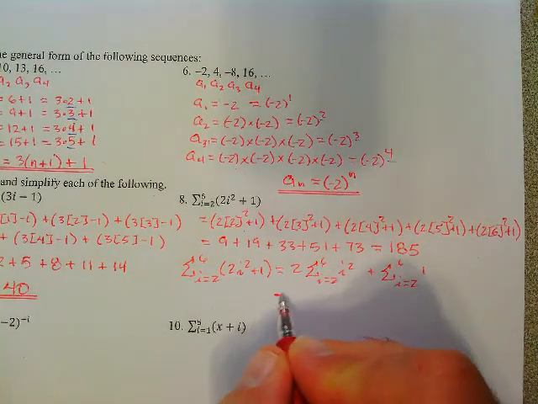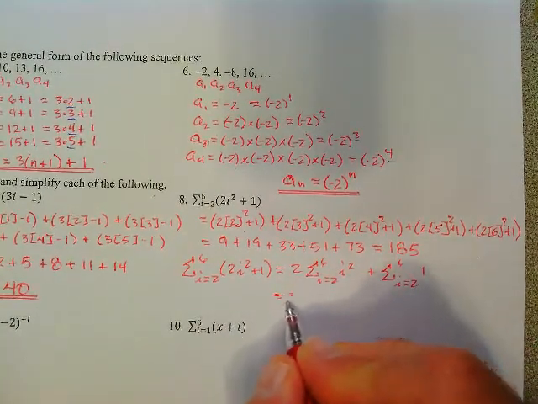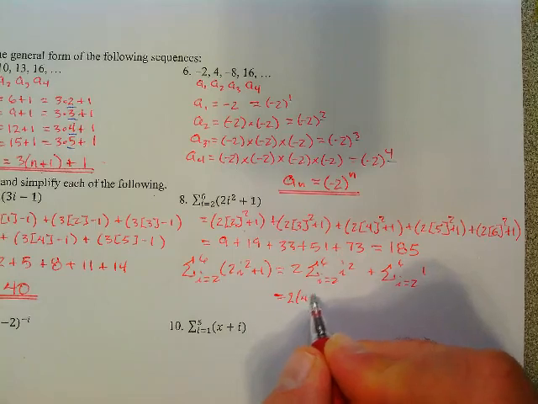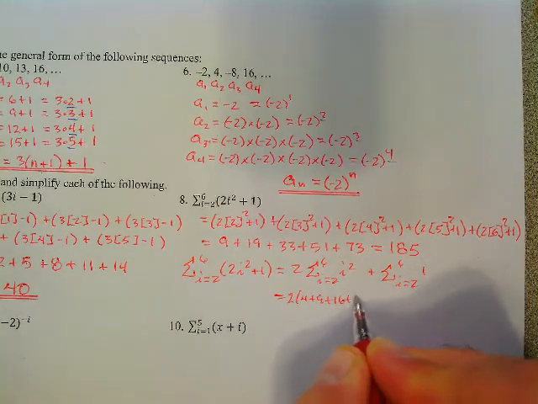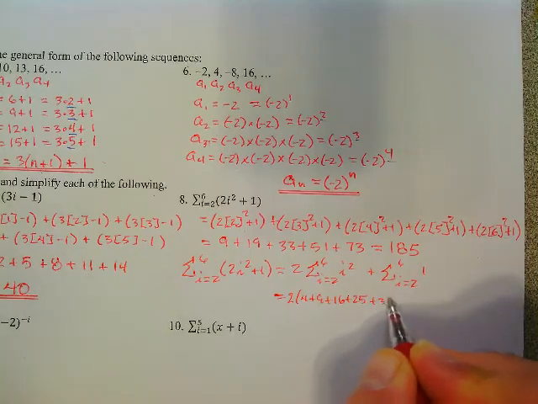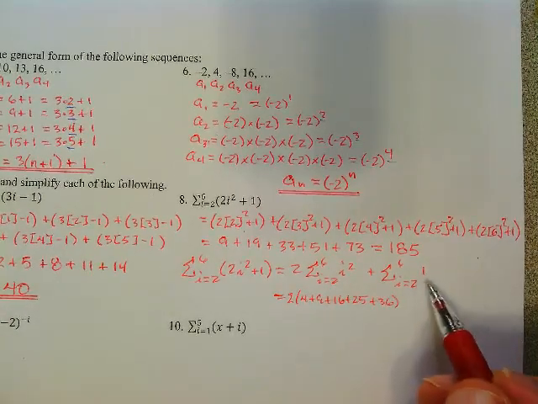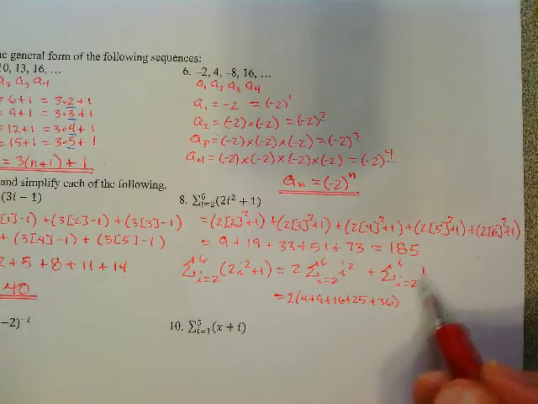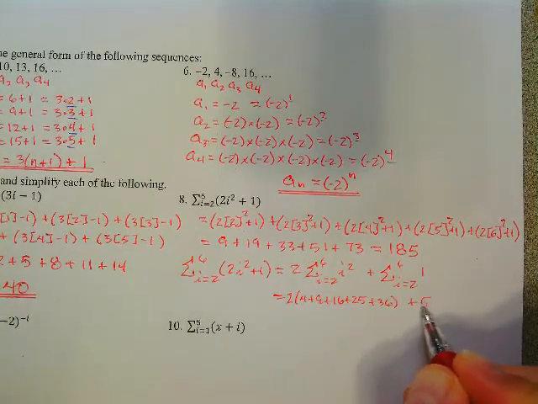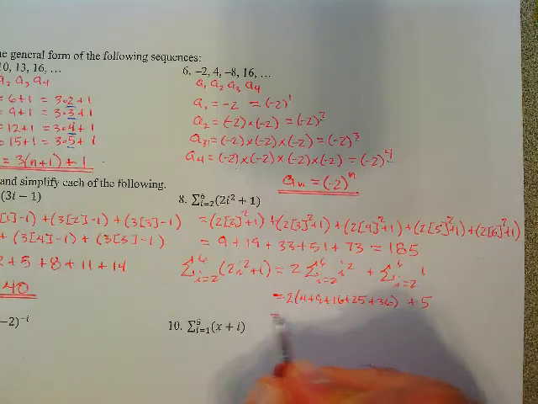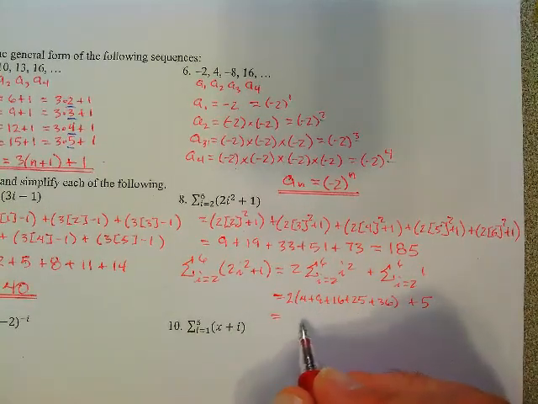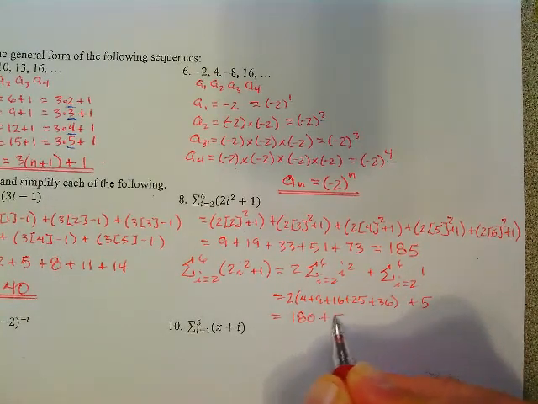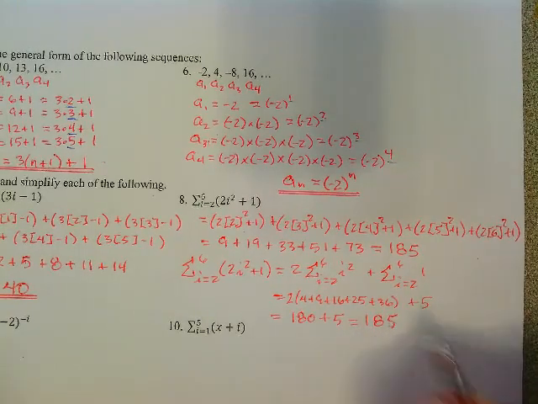Now, this part will be 2 times, okay, well we're doing the squares from 2 up to 6, so that's 4 plus 9 plus 16 plus 25 plus 36. And here, since I'm going from 2 to 6, that's 2, 3, 4, 5, 6. That's 5 of them. 5 times 1 will be just plus 5. And adding all of those up, I'm going to get 90. 90 times 2 is 180. 180 plus 5, and we get our 185.